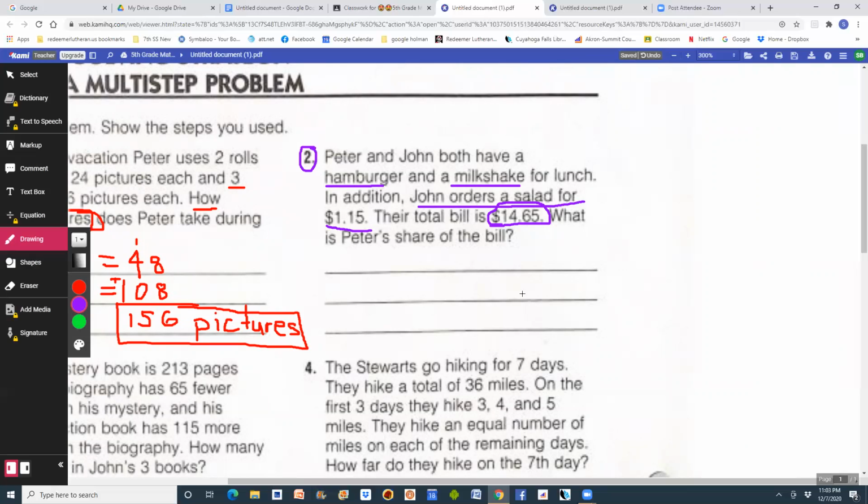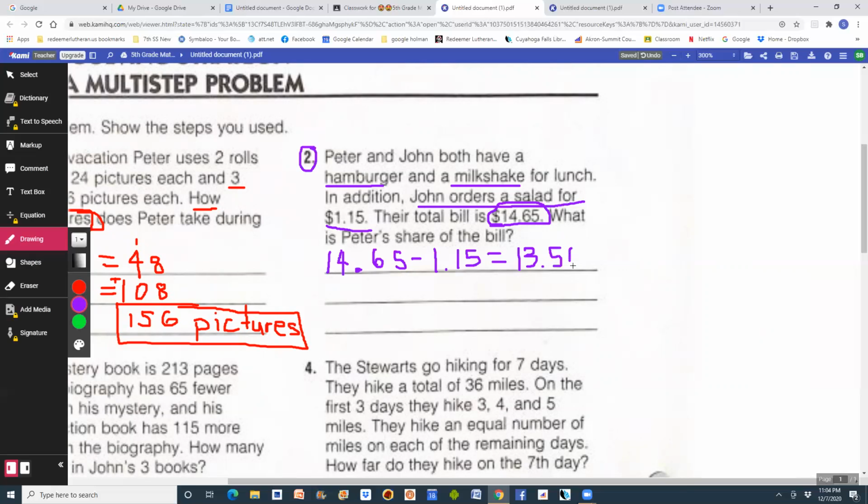So in this case, I'd like to think of this maybe as working backwards, that we're going to take the bill, $14.65, and what do you think we should subtract from that? We're going to subtract that extra salad that got ordered, because Peter should not have to pay for that at all. So that salad cost $1.15. So if you take the whole bill and subtract $1.15, then you'll get $13.50.